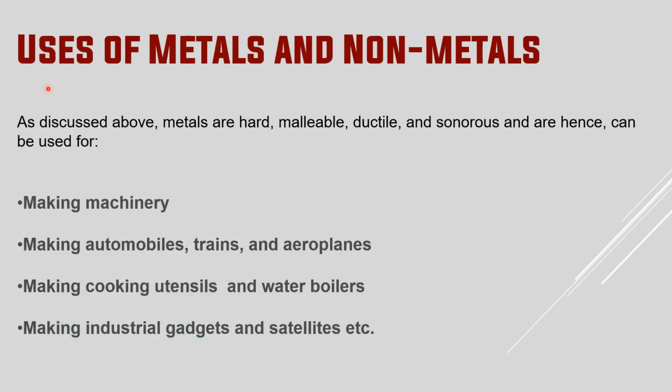So the last part of the chapter is uses of metals and non-metals. As discussed above, metals are hard, malleable, ductile, and sonorous, and hence can be used for making machinery, automobiles, trains, aeroplanes, cooking utensils, water boilers, industrial gadgets, satellites, etc. These all are the physical properties of metals, which we studied already.